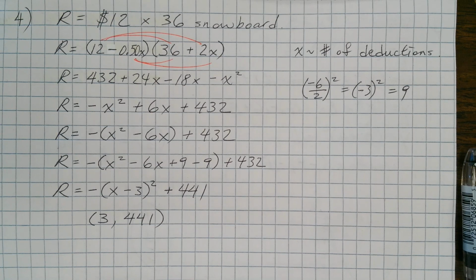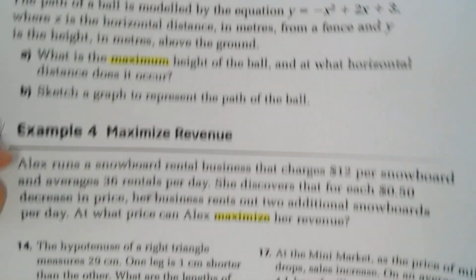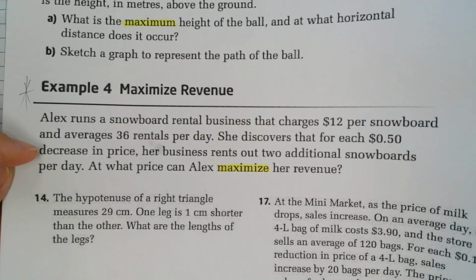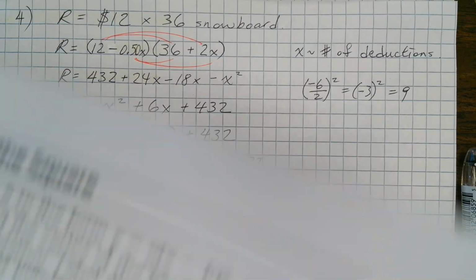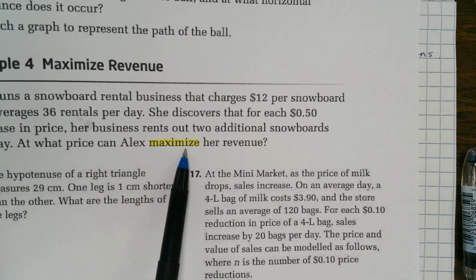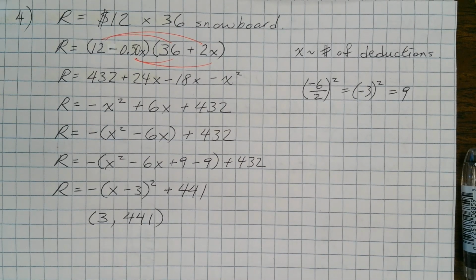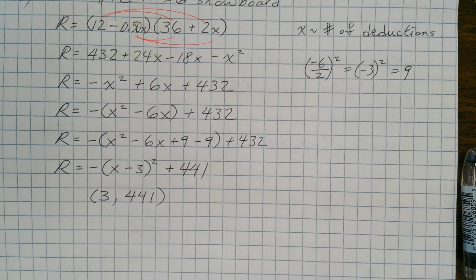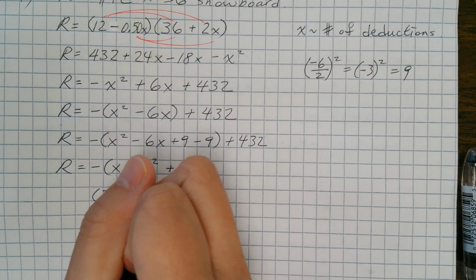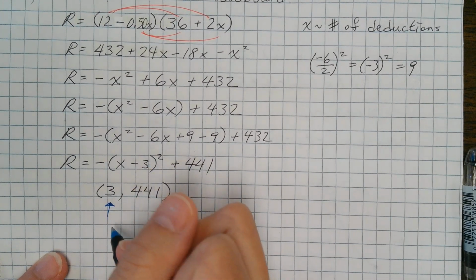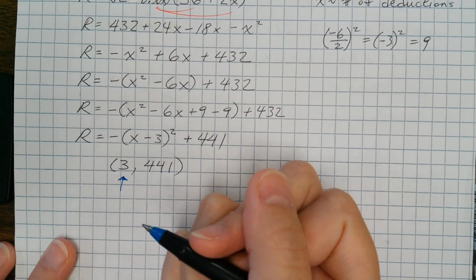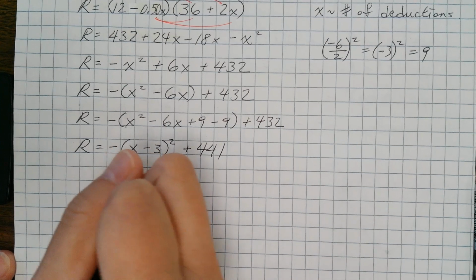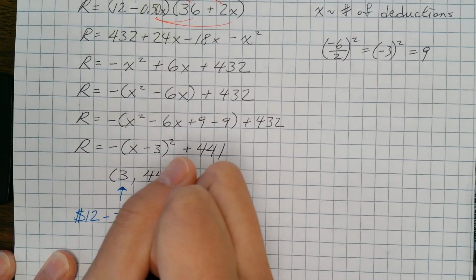Now that I have my vertex, I want to go back to my original question and figure out what that vertex tells me. The question was, at what price can Alex maximize her revenue? Miriam? After 3 price reductions, she can maximize revenue. Perfect, 3 reductions. Remember, the x we set up here was the number of deductions. So it's not that you set it for $3. You started at 12. So 3 50-cent reductions.